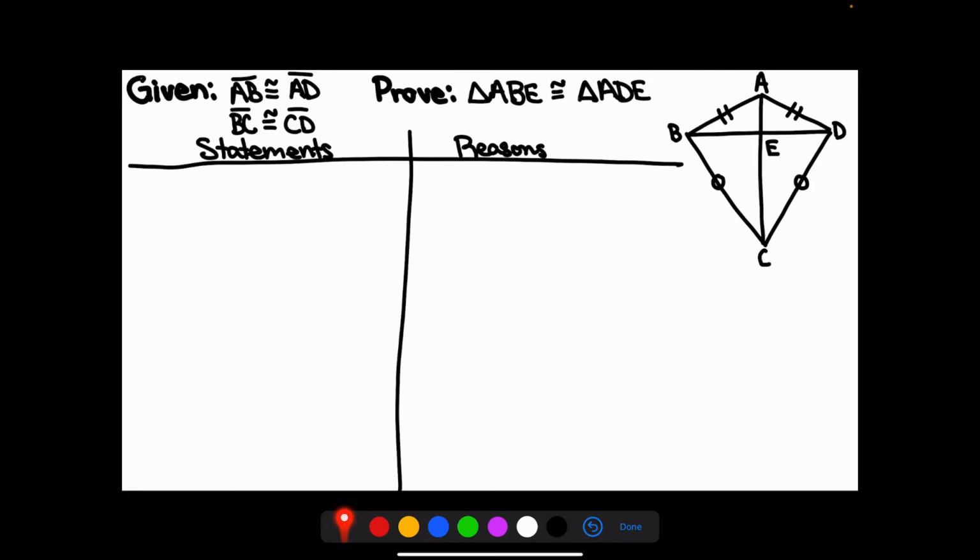So here's our first one. AB is congruent to AD, BC is congruent to CD. We want to prove that triangle ABE, the smaller triangle, is congruent to triangle ADE, this other smaller triangle. So to get started, we write our givens, and we can draw it up on the actual picture. Now, what they gave us is two legs, right? They gave us two legs of triangles, which should help us out quite a bit.